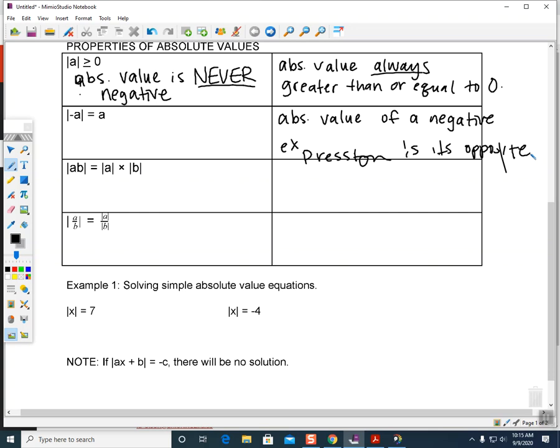These next two are essentially the same property, just with multiplication and division. What these say is that the absolute value of a product of two numbers can be broken up into the absolute value of the first one times the absolute value of the second one. Same thing with division. The absolute value of A over B is the same as the absolute value of A on its own divided by the absolute value of B on its own.